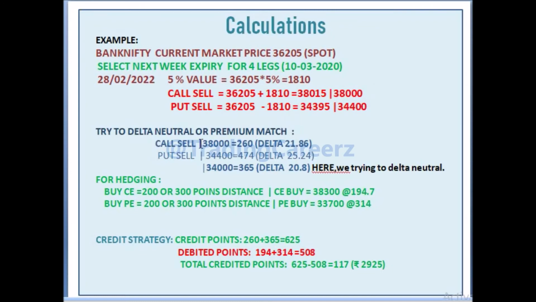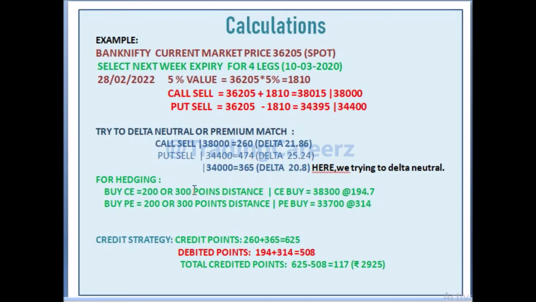Now coming to the next point, try to make delta neutral or premiums matched. Whenever you get these two strikes where premiums or deltas are different, going to this example, call 38,000 premium is 260 and 34,400 premium is 474. These two are very different, so much difference between the two premiums. That's why I am going to neutralize the delta. Now see the delta 21.8. Now 34,000 is 365. It will be somewhat different, but delta will be neutral. That's why I am trying to neutralize the delta.